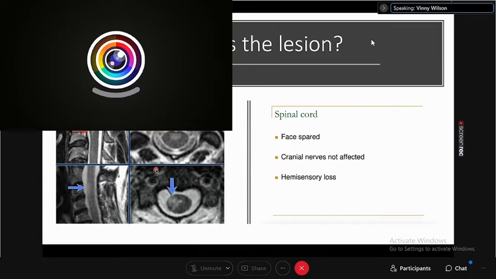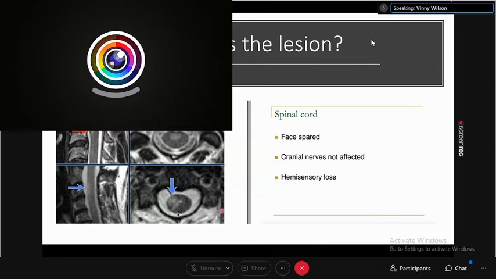So this is the lesion of the spinal cord. You see how the lesion is eccentric to one side. So this particular lesion will not involve the face, it will not involve the cranial nerves, and it may cause the hemisensory loss in addition to a hemiparesis.